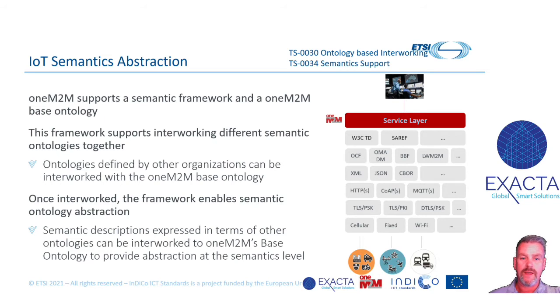Similarly, oneM2M provides an abstraction for semantics. oneM2M supports several semantic-based functions that can be used to help bridge the data understanding across different verticals. Some of those semantic functions are used to be able to interwork with existing ontologies that are used today in deployments. oneM2M also has a base ontology that can be used as a common abstraction.